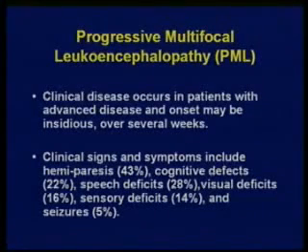Let's talk about PML, progressive multifocal leukoencephalopathy. Clinical disease occurs in patients with advanced disease, and this really truly occurs in advanced disease. It's very unlikely to see someone has a very high T-cell count and have PML. Onset may be insidious or over several weeks. Clinical signs and symptoms include hemiparesis, cognitive defects, speech deficits, visual deficits, sensory deficits, and seizures. It's very atypical to see a young person presenting with stroke-like symptoms, but that's what you think of. Then the next step should be think HIV.